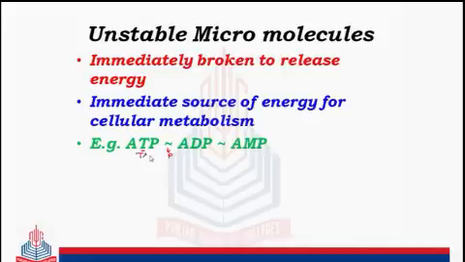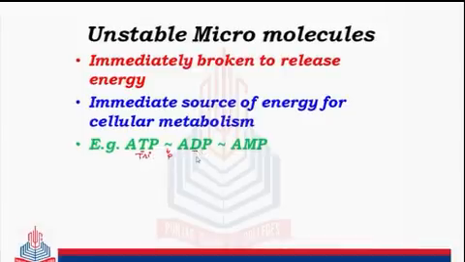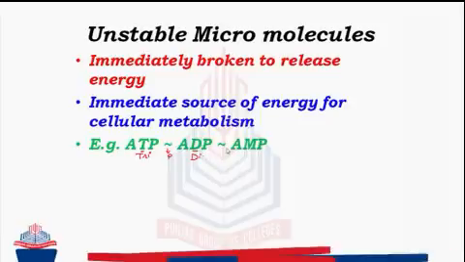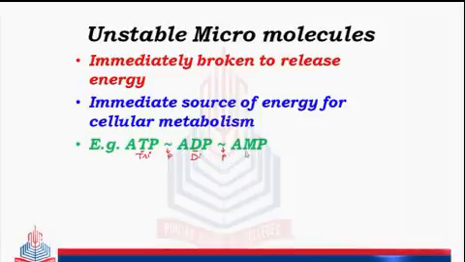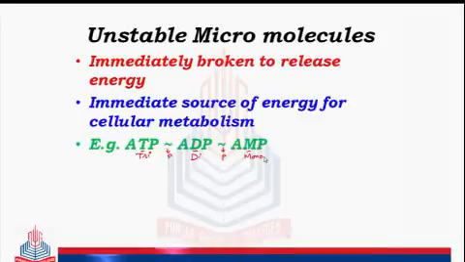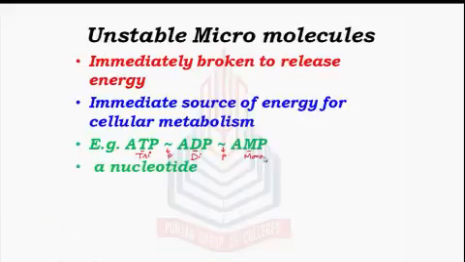Here it was tri, with 3 phosphates. Here it is di, with 2 phosphates. Then again 1 phosphate would be released, and it would be mono. That means that would be 1 phosphate. So whenever it is releasing 1 phosphate, it is releasing energy, and that energy is ready to use. This is a type of nucleotide.